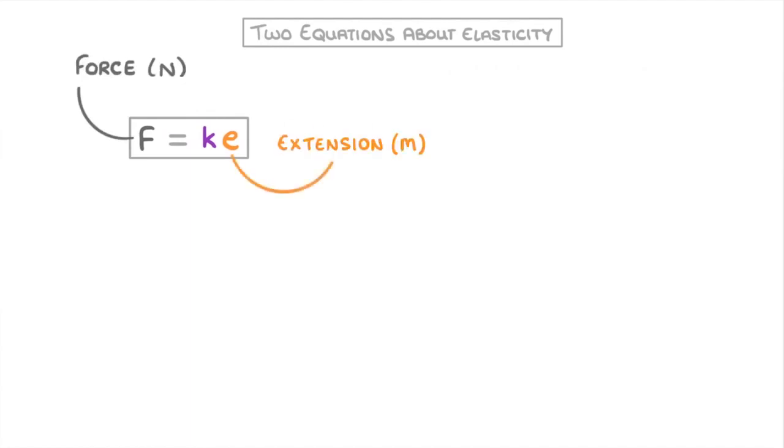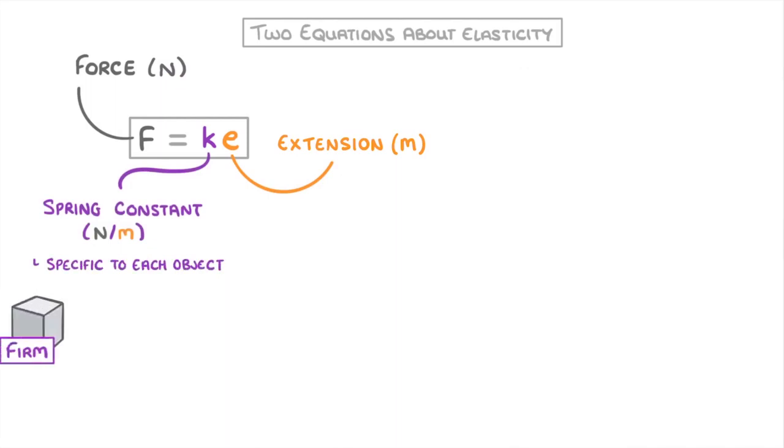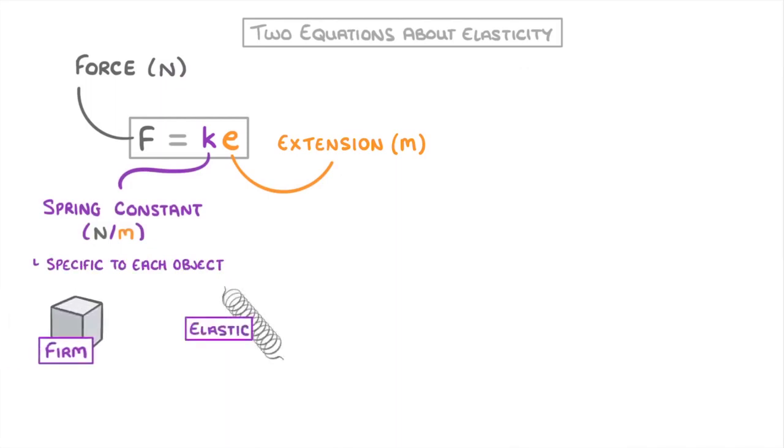In today's video, we're going to look at the two equations you need to know about elasticity. The first, F equals Ke, links the force that you apply to an object to how much it extends by when you apply that force, with K being the spring constant, which is specific to each object and is a measure of how firm or elastic the object is. A lower spring constant means that the object is more elastic, and so easier to stretch, while a higher spring constant means that the object is more stiff, and so harder to stretch.